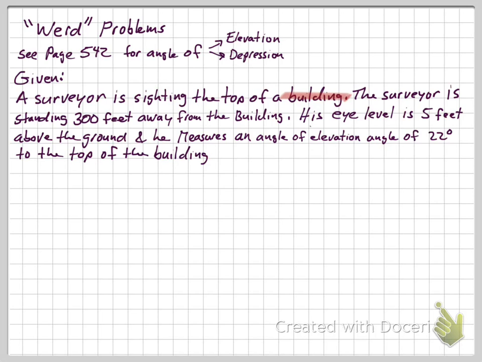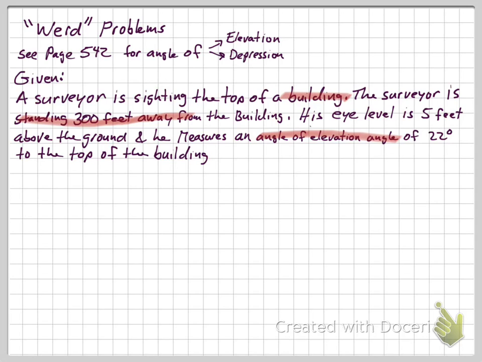Okay, and then standing 300 feet away. Okay, so I'm on the ground. The bottom of the building is on the ground, hopefully. So anything to do with the ground, the horizon, standing away from something, you can almost always bet that is going to be the side adjacent of the triangle. Okay, and then we're given this word, angle of elevation. Okay, that is going to be almost always an angle between the side adjacent and the hypotenuse.